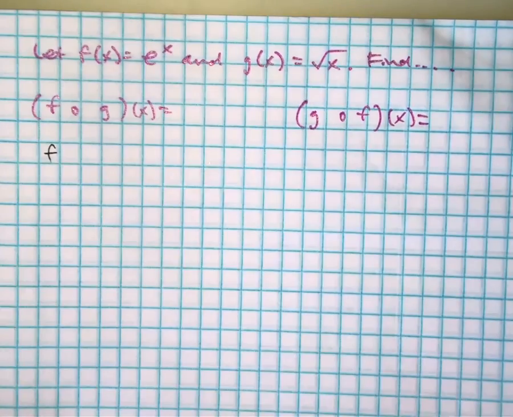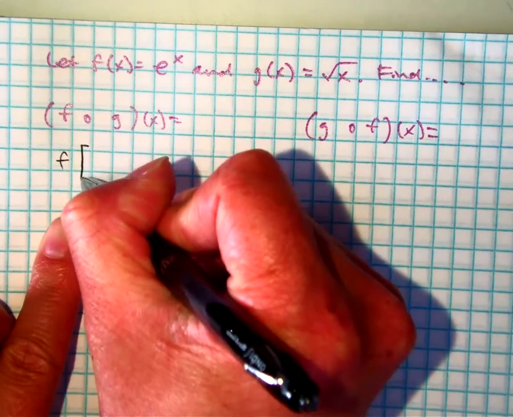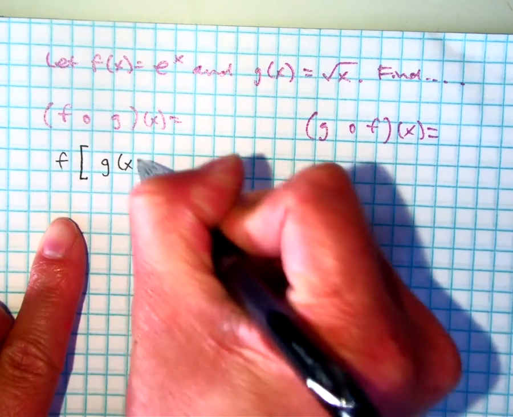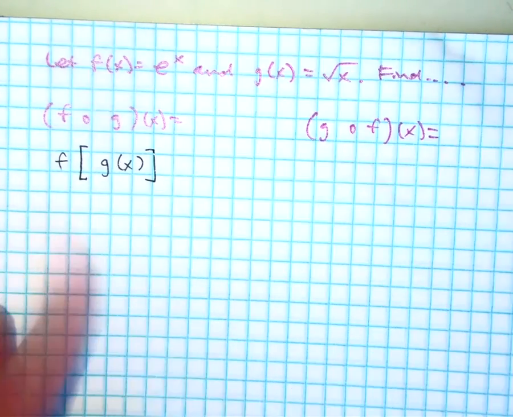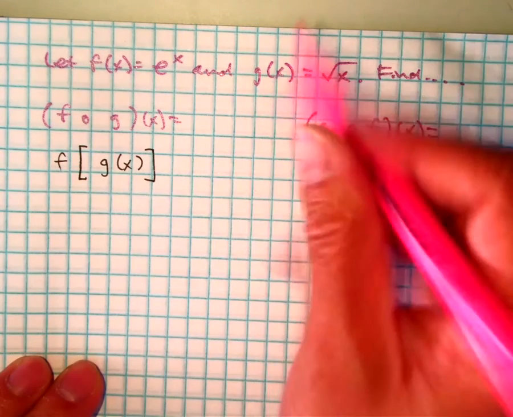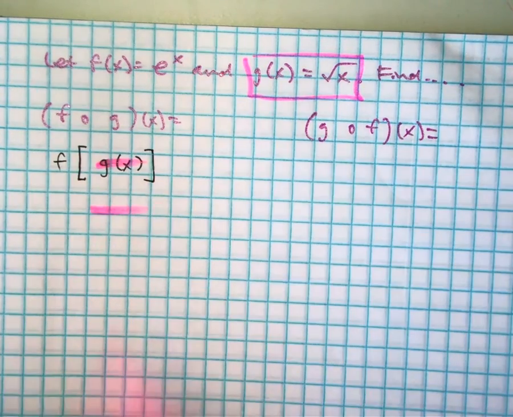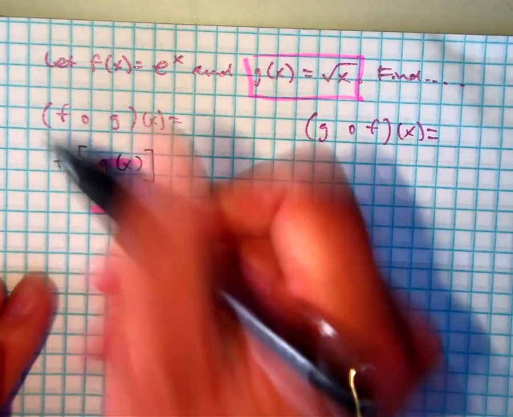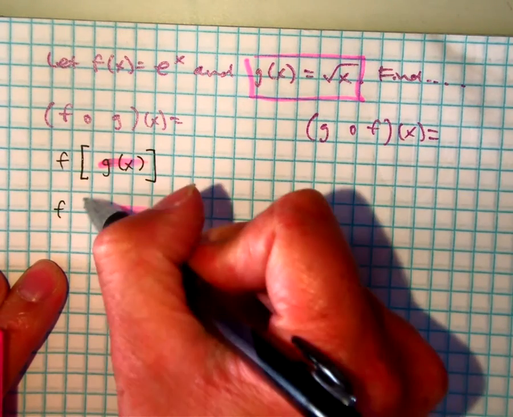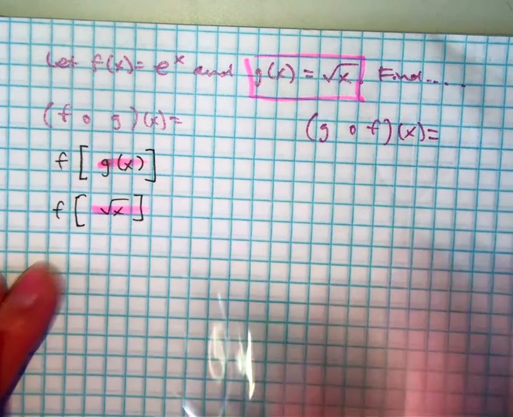What goes on the inside? G is closest, so you can write it something like this. Sometimes they write with brackets. If you have too many parentheses, that's okay. Then we'll do g of x in pink. So that goes here. So basically in my function of f, I'm going to be writing the square root of x.